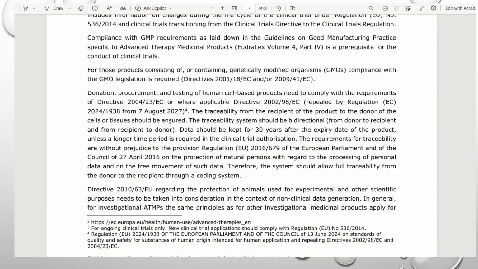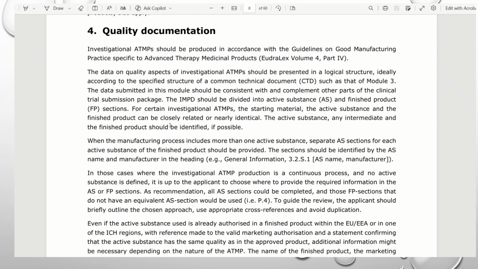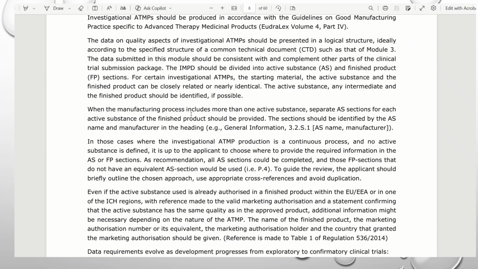I'm not going to go through the legal basis because it's not the scope of this presentation, but I do want to talk about the quality documentation. Investigational ATMPs should be produced in accordance with guidelines on good manufacturing practice specific to advanced therapy medicinal products. So anything that's going into humans must be manufactured to GMP, and this specific type of product has its own specific good manufacturing practice to which you should manufacture, and its own specific requirements.